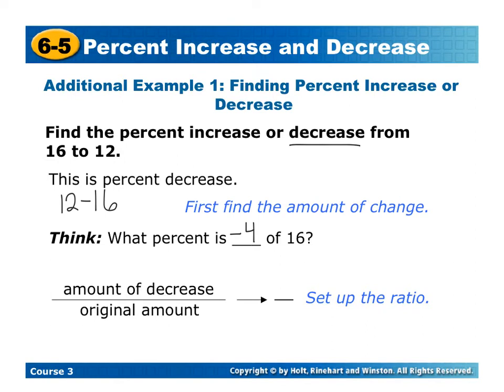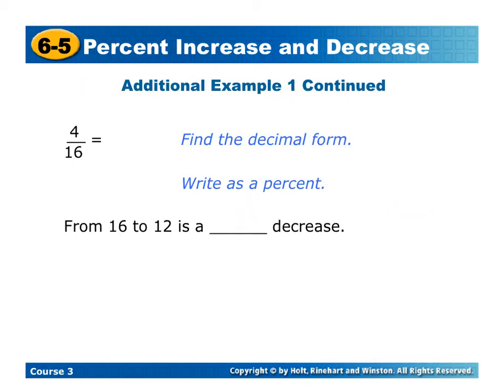So we're going to set up a ratio of negative 4 to 16. If we reduce that, it's the same as negative 1/4. In decimal form, it's going to be 0.25. So it's going to be 25%, or negative 0.25. So this is a 25% decrease because we went down.